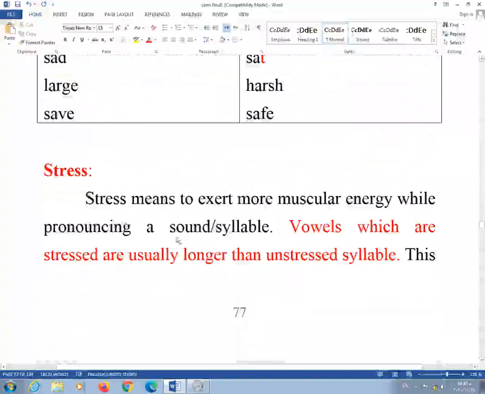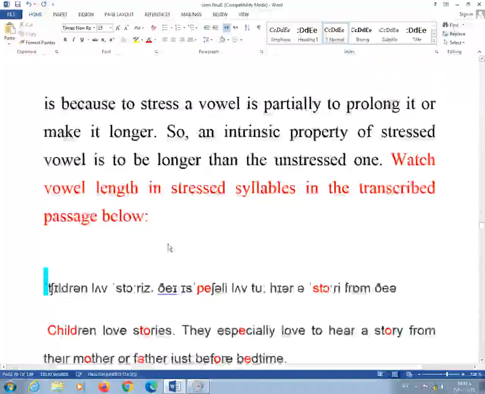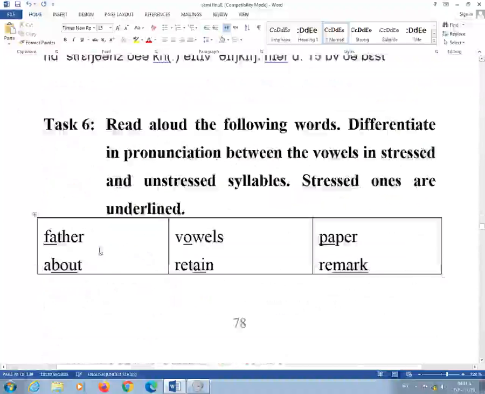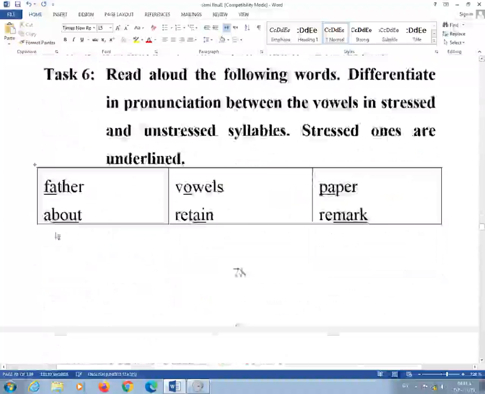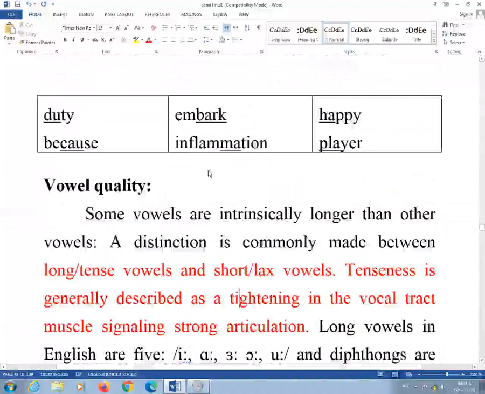Number two, stress. Vowels which are stressed are usually longer than unstressed syllables. Okay, vowels which come in stressed syllables are usually longer than vowels in unstressed syllables. And here, as we see in words such as children, father, stories, and so on. And in words here such as father, vowels, etc. You have a number of examples. Please have a look at them.